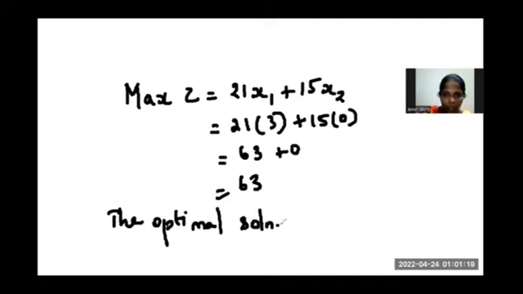Optimal solution is x1 equal to 3 and x2 equal to 0. Therefore, maximization of z equal to 63.